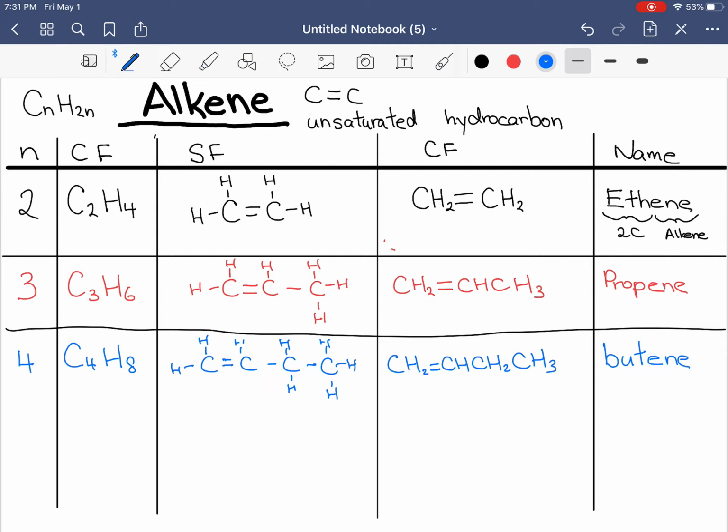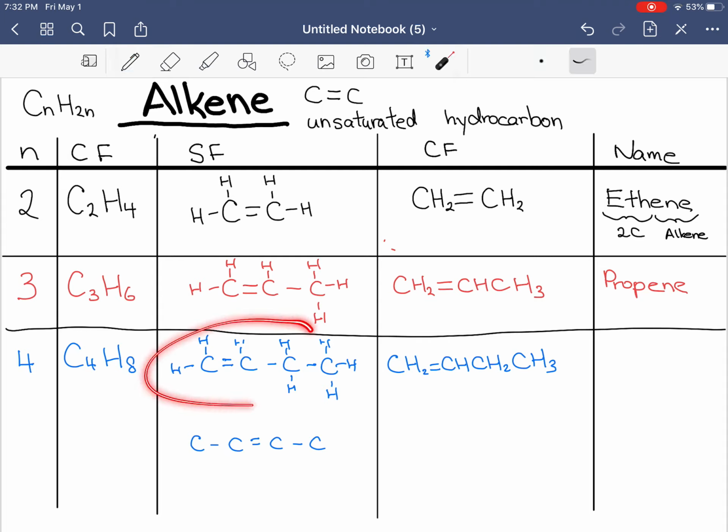The problem is butene is not good enough. I'm sorry. Butene is not good enough. You say butene, people are going to ask you, what butene? What they mean is that butene can also be expressed like this. Here's your 4 carbon. Why can't I have the double bond between the second and the third carbon? That's different than this. All right?